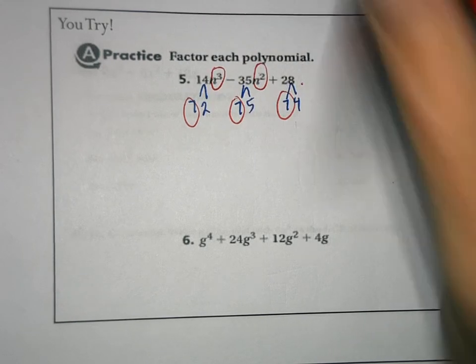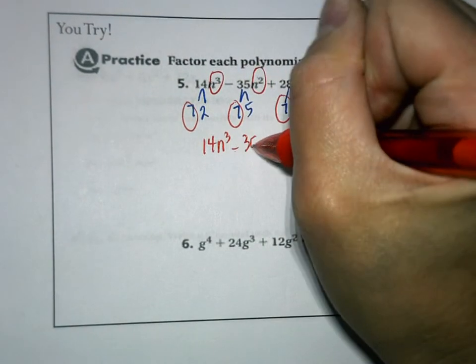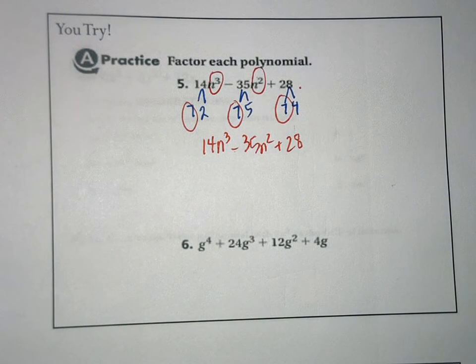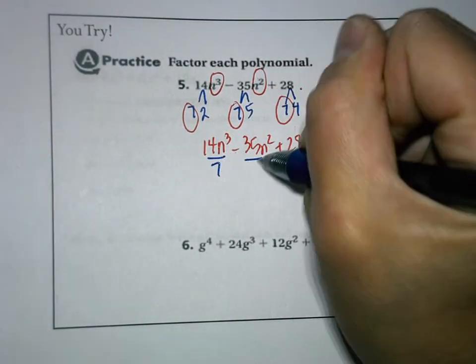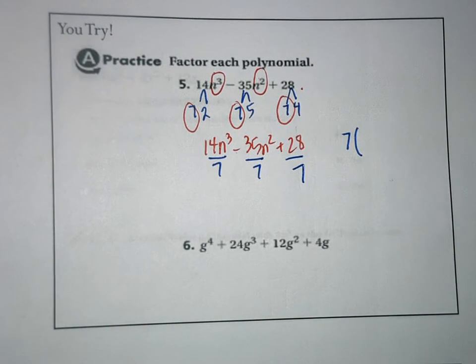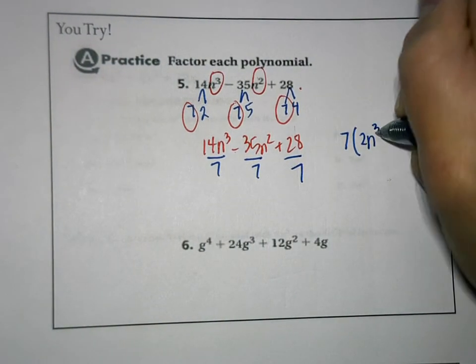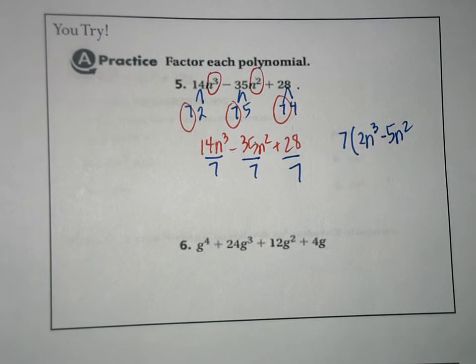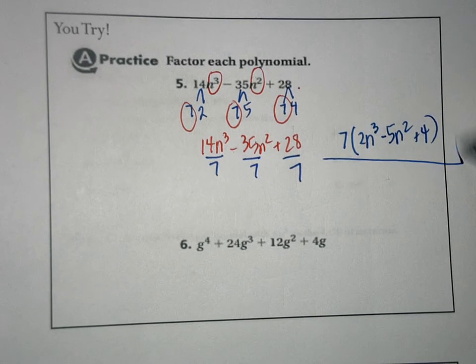And so I'm going to rewrite the 14n to the third minus 35n squared plus 28. And we're going to take out our GCF of 7. So we go through, divide each of these terms by 7. 14 divided by 7 is 2n to the third minus 5n squared, because 35 divided by 7 is 5, plus 4. 28 divided by 7 is 4. And that is your answer.